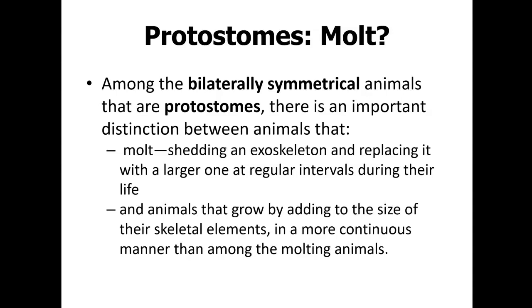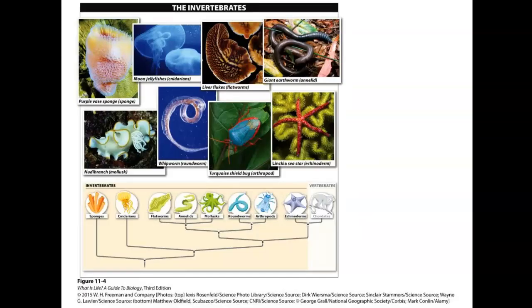And then there are animals that grow by adding to the size of their skeletal elements in a more continuous manner, unlike molting animals. So here we look at our invertebrates. These are simply animals that don't have a backbone. It's going to account for more than 95% of animal species. Here we'll see three different body types.